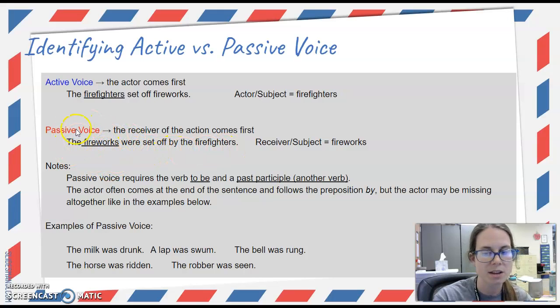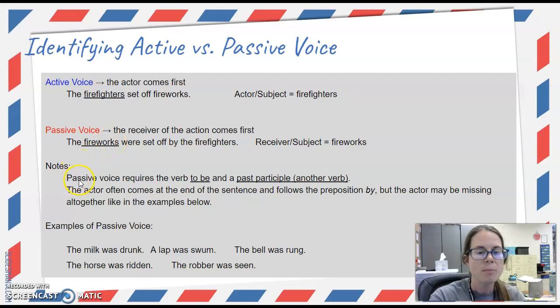Fireworks can't set themselves off. If they can, that's a problem. So they were set off by the firefighters. So the receiver of the action is at the beginning of the sentence and functions as the subject. In the active voice, you have an agent, someone who can actually do something. And in the passive voice, you have something that can receive an action but cannot act itself.